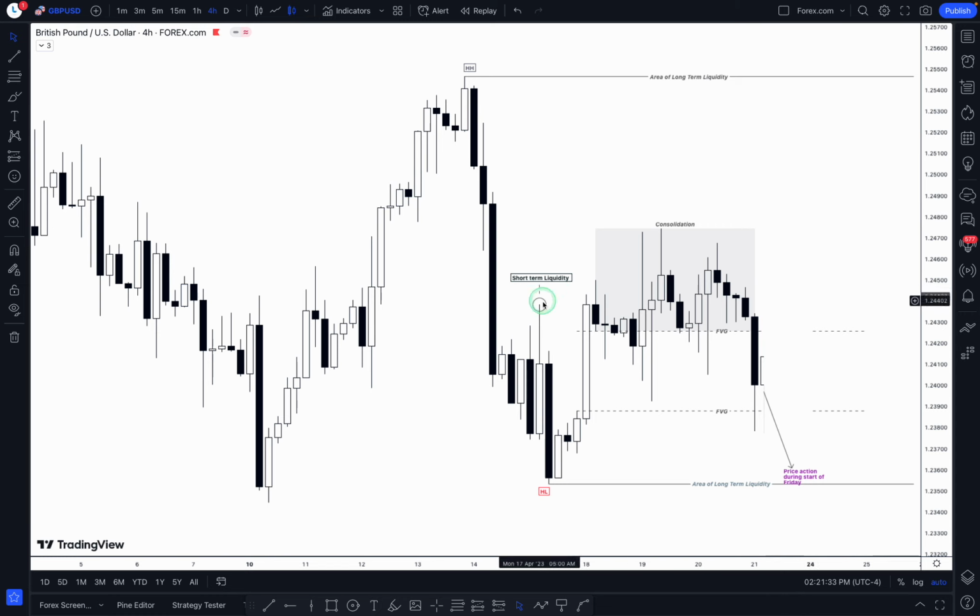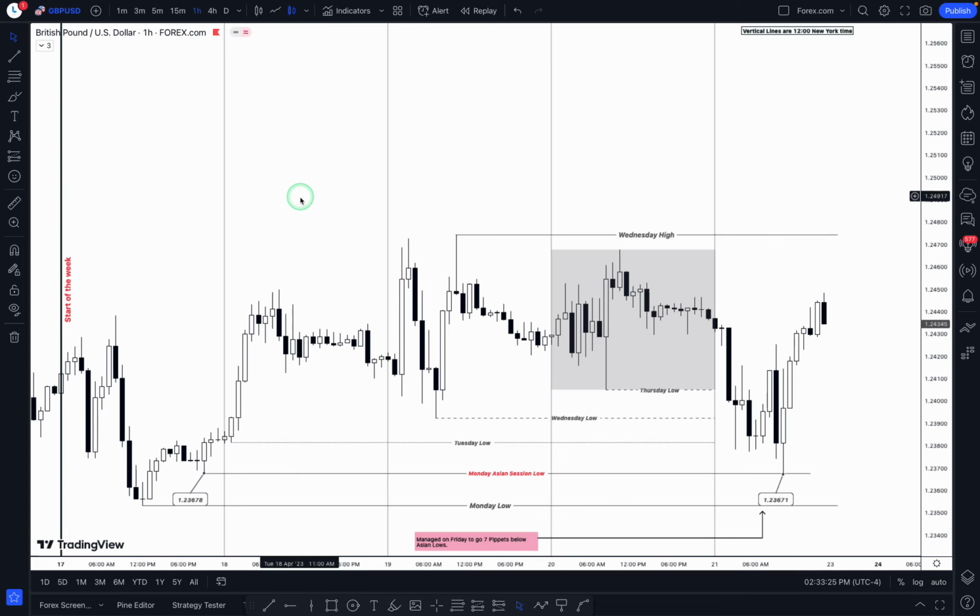Market has traded above this short-term liquidity, forming a fair value gap along the way, then consolidated for a period of time, and this is demonstrated by this gray area. Then it traded below the consolidation area on Friday morning. This is what I would have seen during the Friday morning, and this is price now during this commentary.